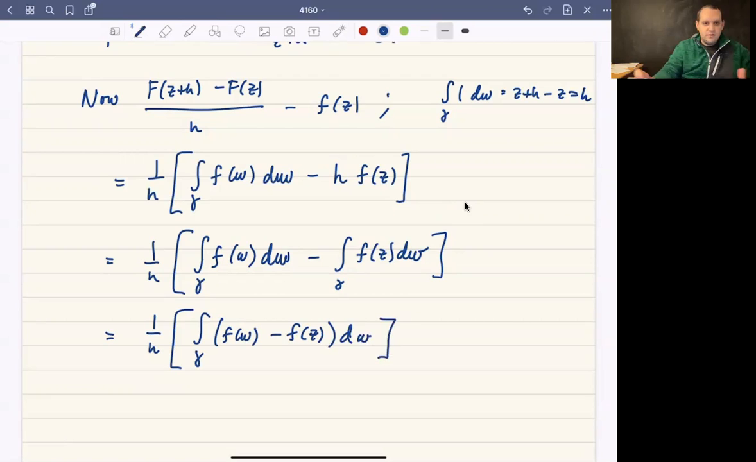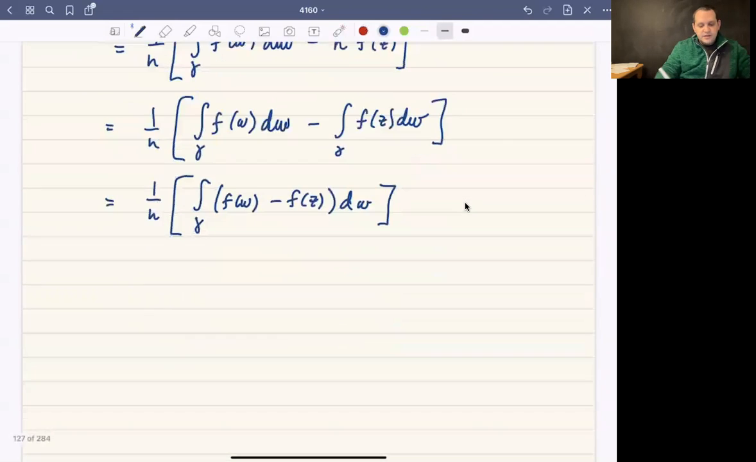Just to emphasize, we did two things there. I multiplied and divided by h, and then we factored it out, and that's where this h came from. And then this h we wrote as the integral of 1 dw, but f of z is a constant, so you can move that in and out of the integral. That's basically what we did there. Now, this is the quantity that we're going to have to look at, and we're going to take the limit as h goes to 0.